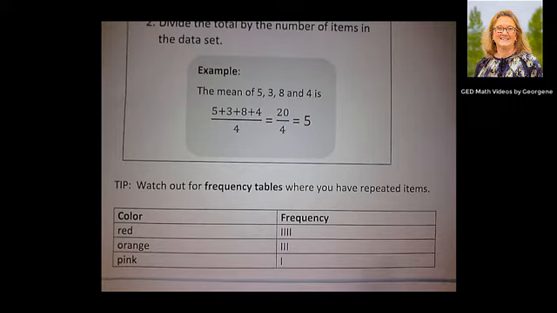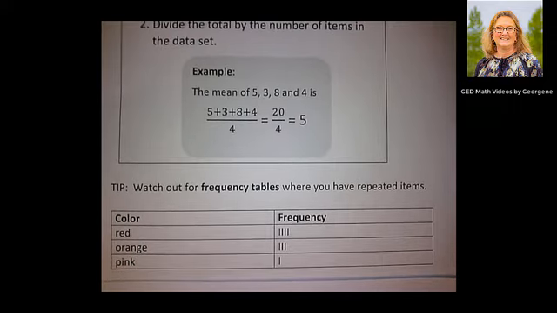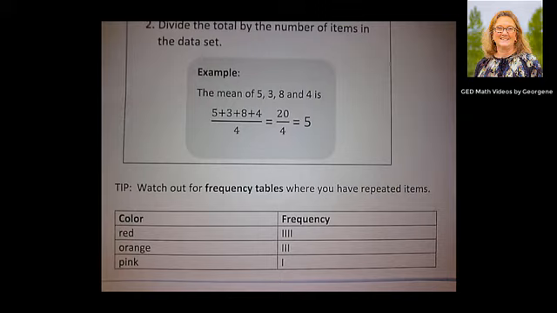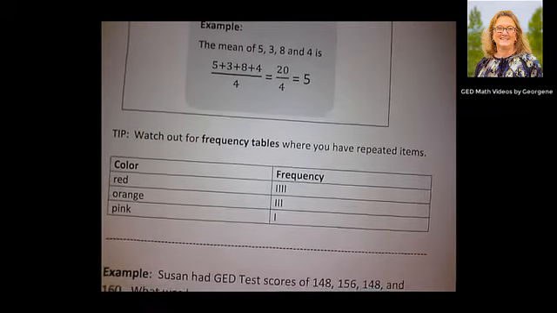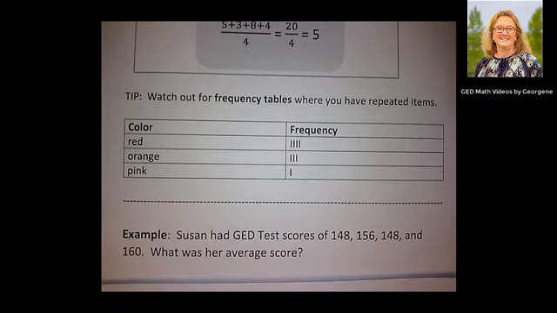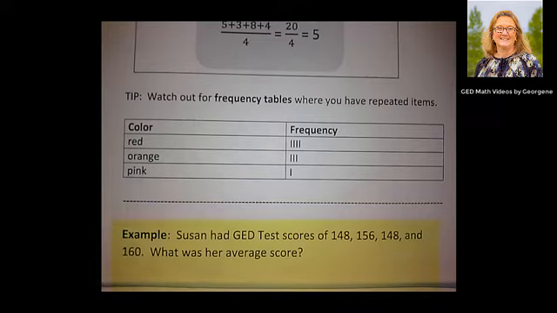The GED will demonstrate how to find mean in different ways, and one of the things that they like to do is have frequency tables. So let's take a look now at an example. I'd like you to pause the video and work through this, and then I'll come back and we'll solve it together.